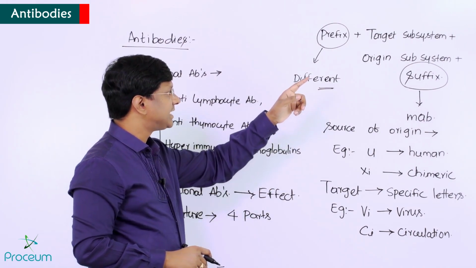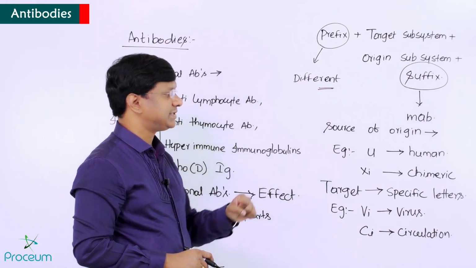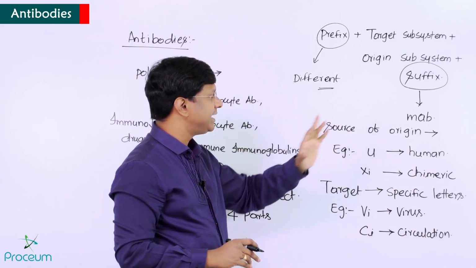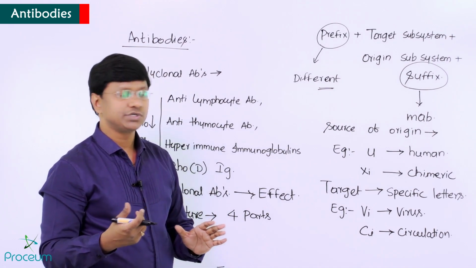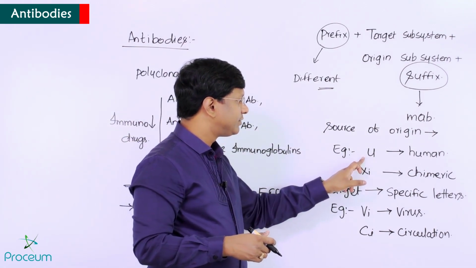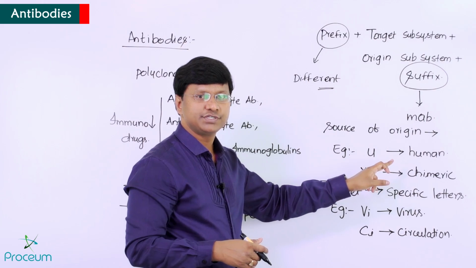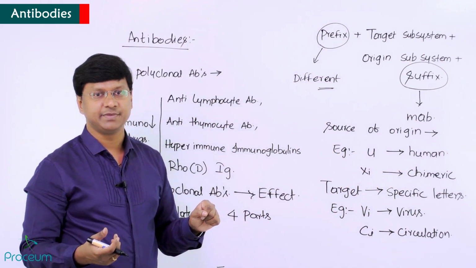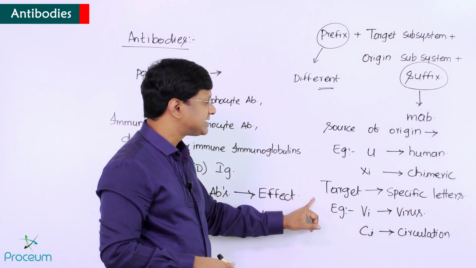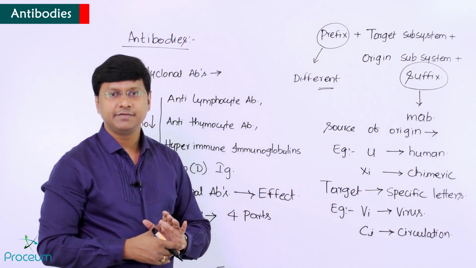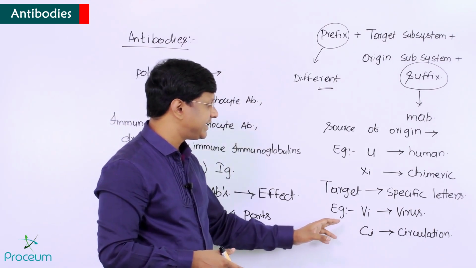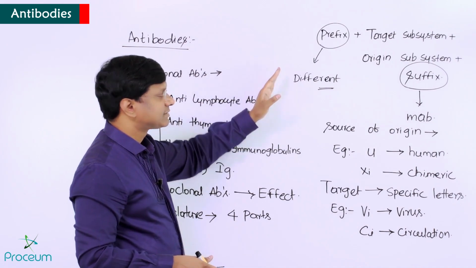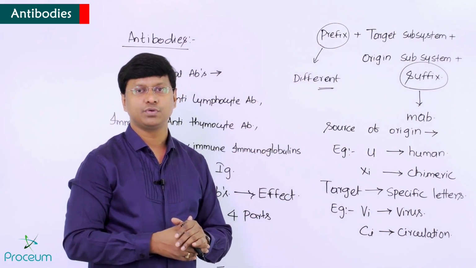That is prefix, target subsystem, origin subsystem and the suffix. For all the monoclonal antibodies the suffix will be MAB, and depending upon the source of origin, for example, if the word U is given, it means the source of origin is human. If the word XI is given, it means the source of origin is chimeric. The target subsystems are defined by specific letters. For example, VI stands for virus, CI stands for circulation. And the prefix is different for different monoclonal antibodies.